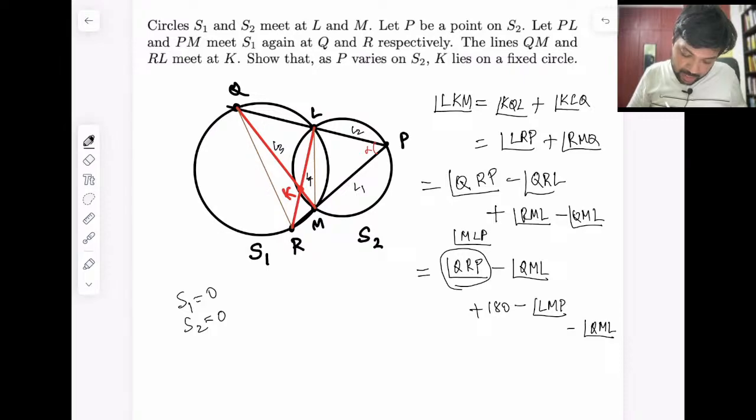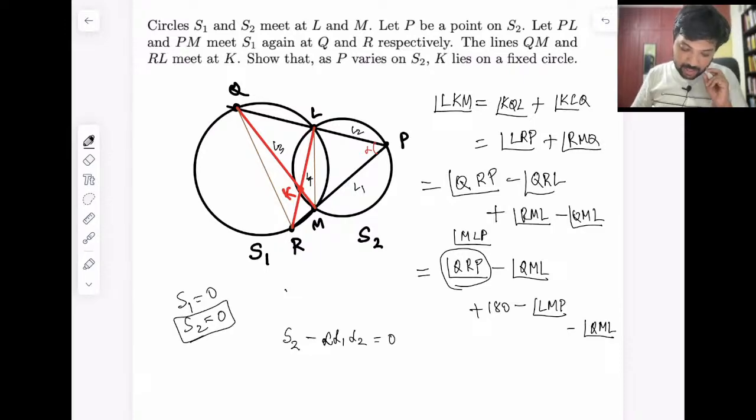So if you look at the circle S2 and if you look at L1 and L2, then they all have P in common. L2 has L on it and S2 on it. So S2 minus alpha L1 L2 equal to 0, if you take. S2 equal to 0 is basically the equation of the second circle, and L1 and L2 are equations of PQ and PR, and alpha is some real number.